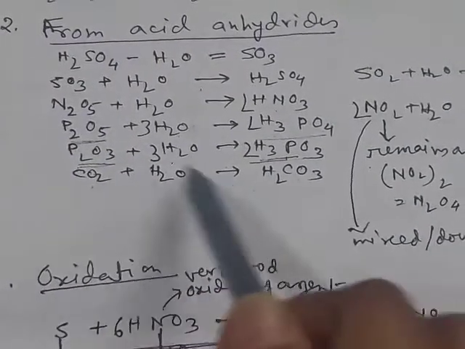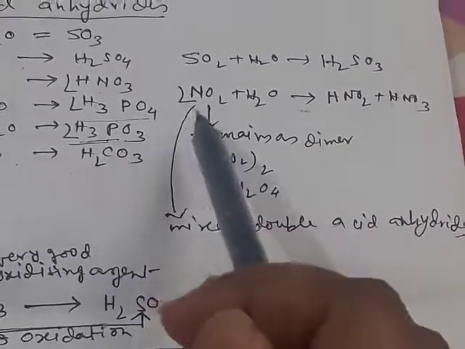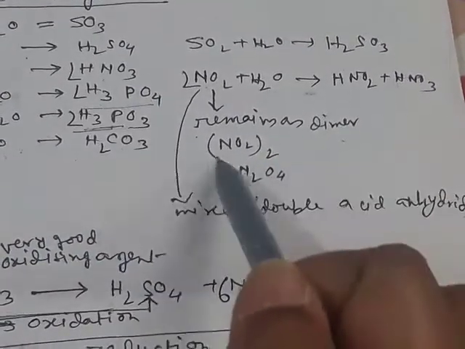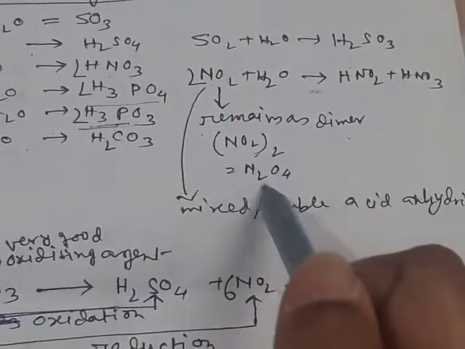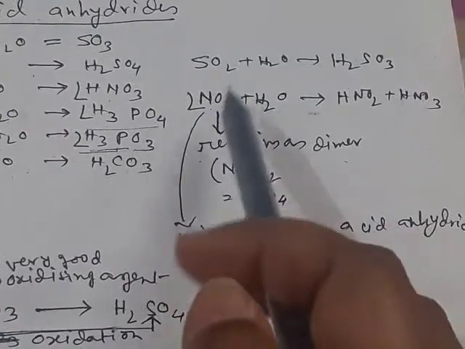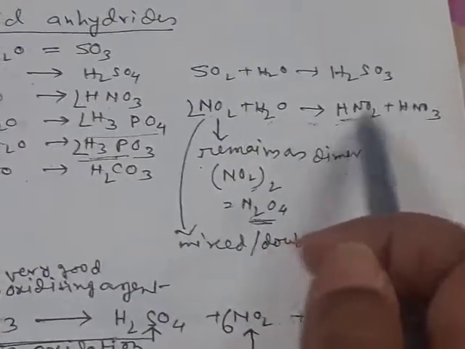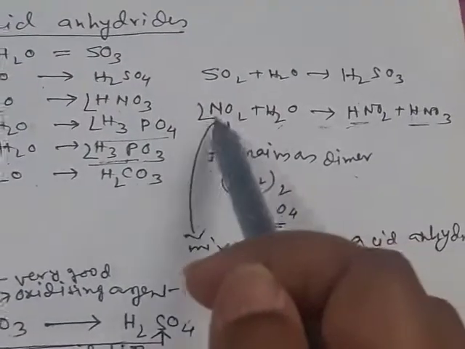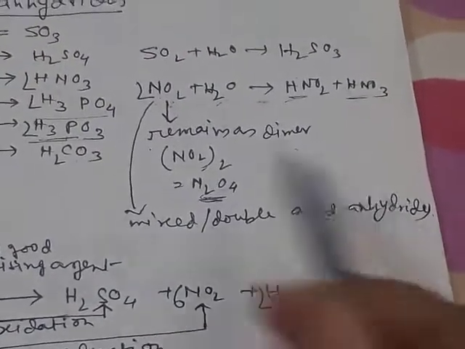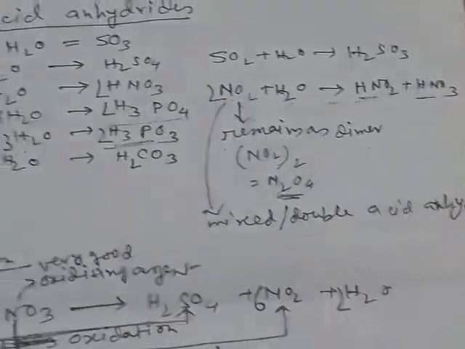Now, carbon dioxide reacts with water to form carbonic acid. Now NO2 generally remains as a dimer, that is (NO2)2, that is N2O4. NO2 remains always in this form. When two NO2 molecules react with water, there will be formation of nitrous acid and nitric acid. So NO2 is called the mixed anhydride or double acid anhydride, because NO2 is the anhydride of the mixture of nitrous acid and nitric acid.